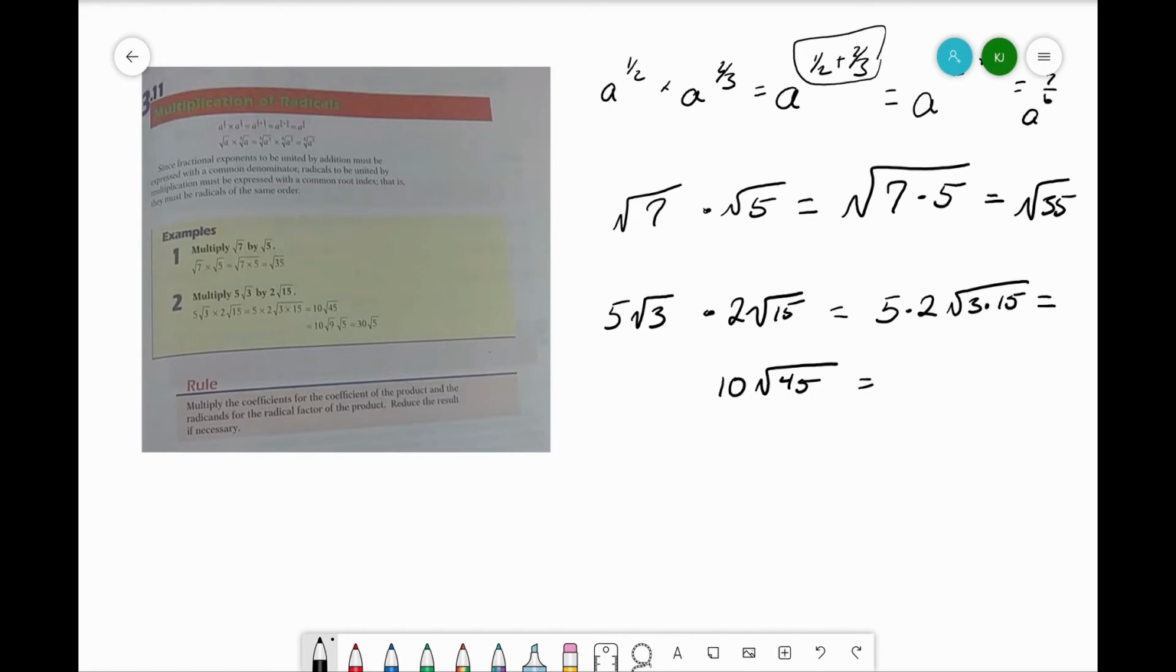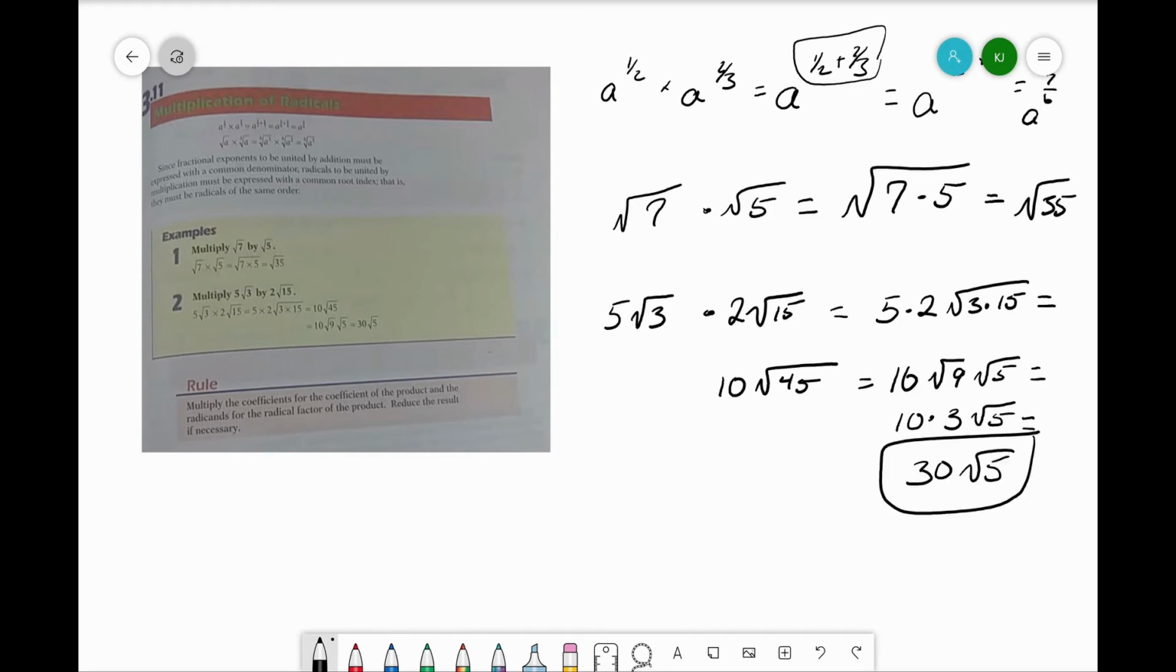And then we can say 10 times the square root of 45 can be broken into 9 and the square root of 5. And then the square root of 9 can be simplified, so this is 10 times 3 times the square root of 5, which then is 30 times the square root of 5. And there would be our answer.